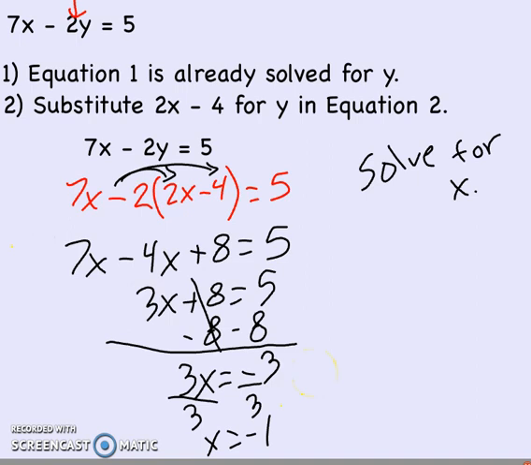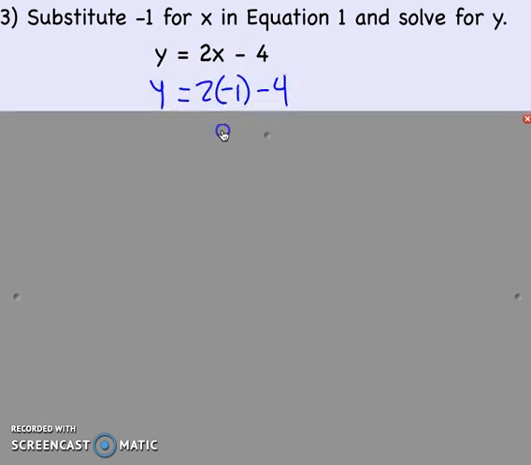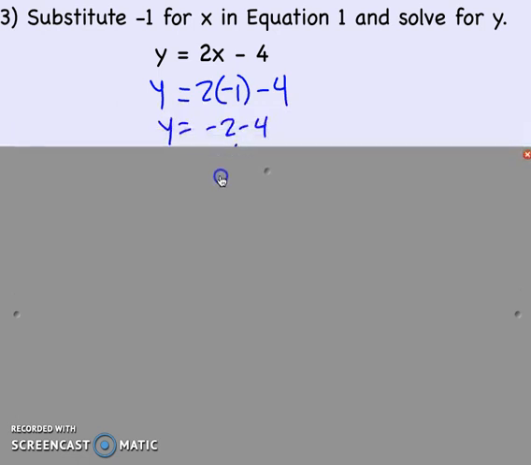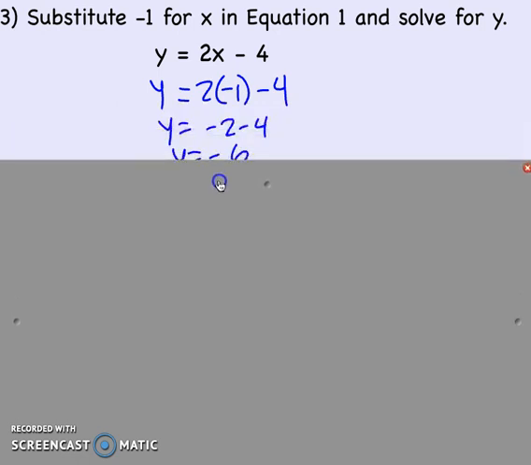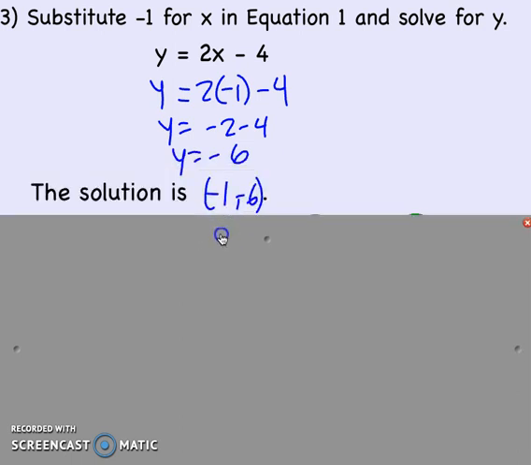I'm going to take my x value and substitute it into one of my original equations to solve for y. I've chosen to substitute back into this first equation, y equals 2x minus 4. You could substitute it into the second equation, but it's faster in this particular system to substitute into this first equation because I already have my y by itself. So I'm going to substitute my x. It becomes y equals 2 times negative 1 minus 4, which becomes y equals negative 2 minus 4, which is y equals negative 6. So the solution is negative 1, negative 6.